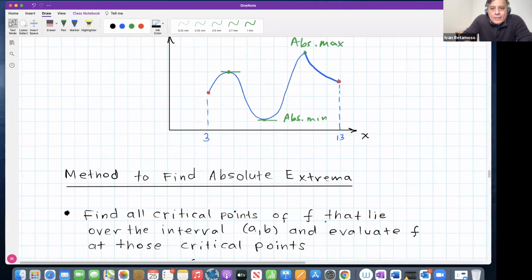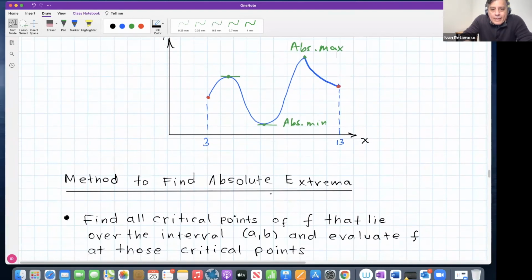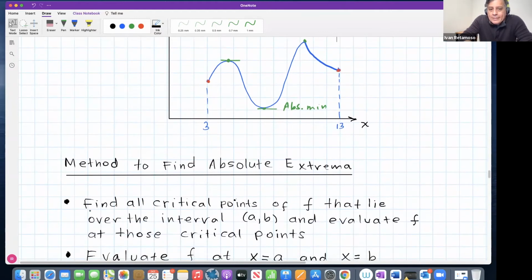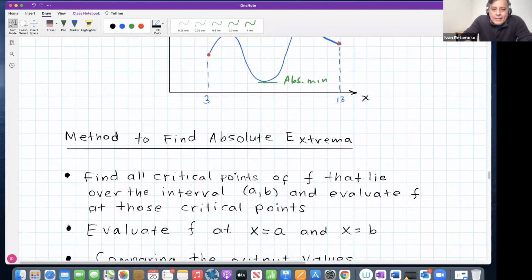So this helped mathematicians come up with this method to find absolute extrema. First step, they say, find all critical points, right? The input values that lead to derivative 0, or the ones that lead to derivative undefined, right? This, and this. Then evaluate f, the function, at the endpoints, right? Let's say here and here.